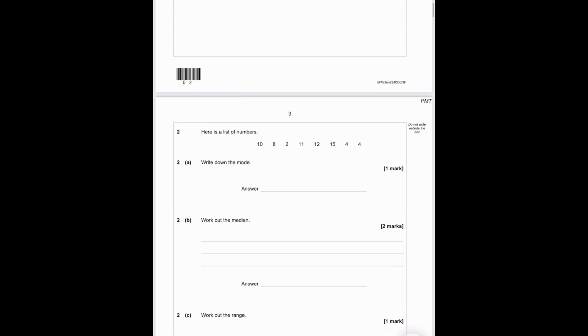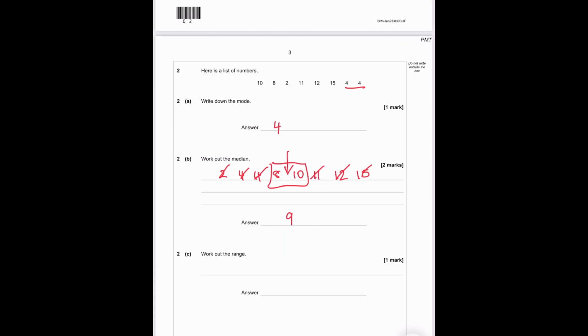Here is a list of numbers. Write down the mode. So the mode is the one that appears the most, so that is 4. The median, so we have to put these in order. So that's 2, 4, 4, 8, 10, 11, 12, 15. Cross out the first one and the last one, second one, second from last. That gives us 2 in the middle, so the median is halfway between, so it is 9. Work out the range, so the range is the largest, take away the smallest, so that's 15, take away 2 gives us 13.